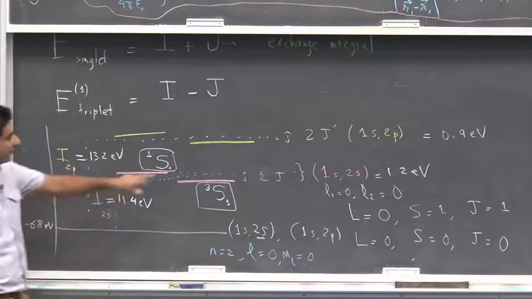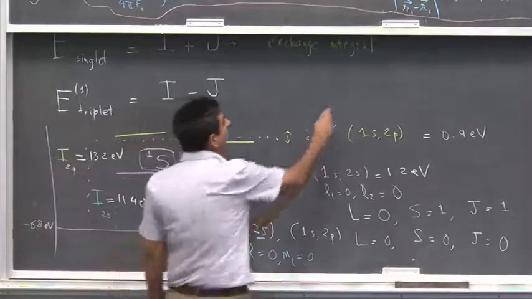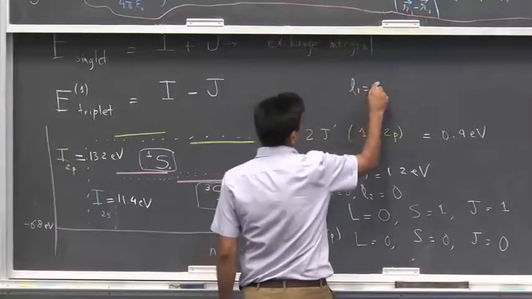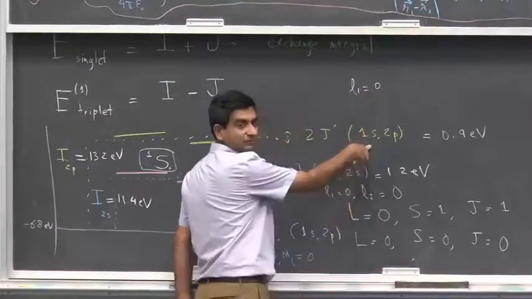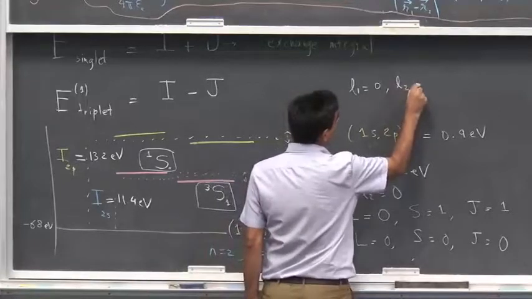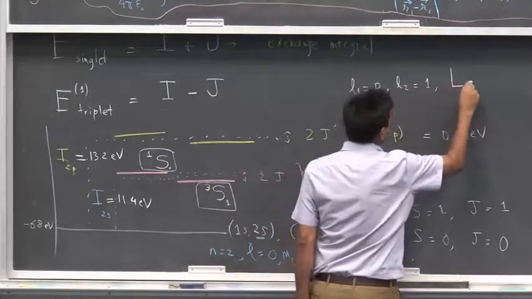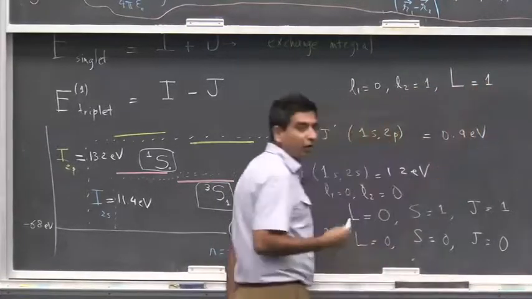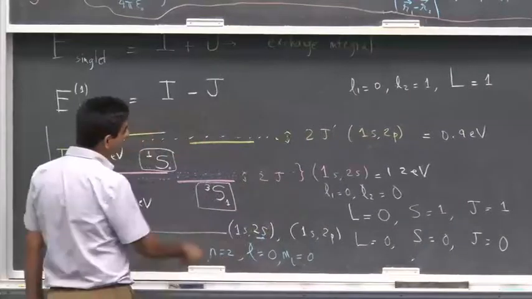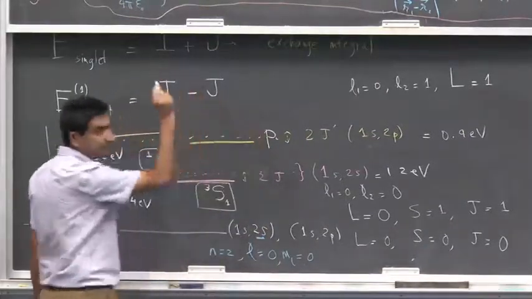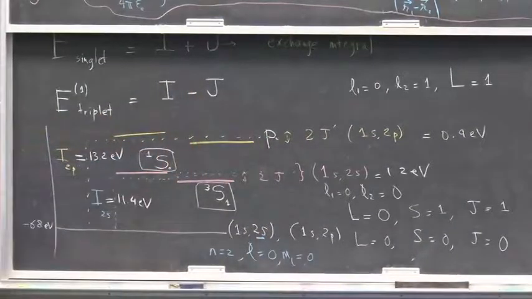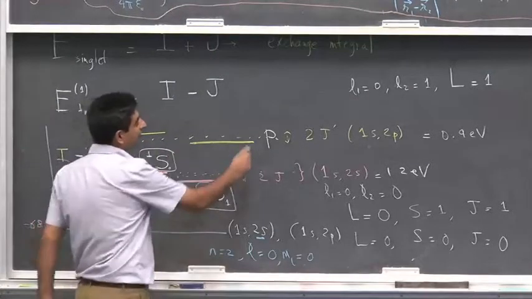Now let's look over here. Over here, L1 is 0, L2 is 1. So you add these, you get 1. So the orbital angular momentum L is 1. So it's a P state, capital P. The term symbol is P. Okay, what's the spin? It's a triplet, so it is 3 over here.